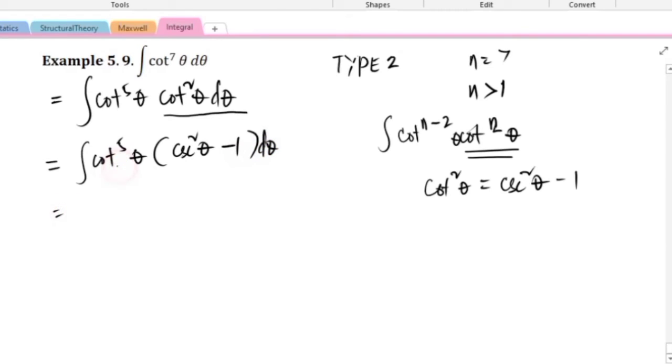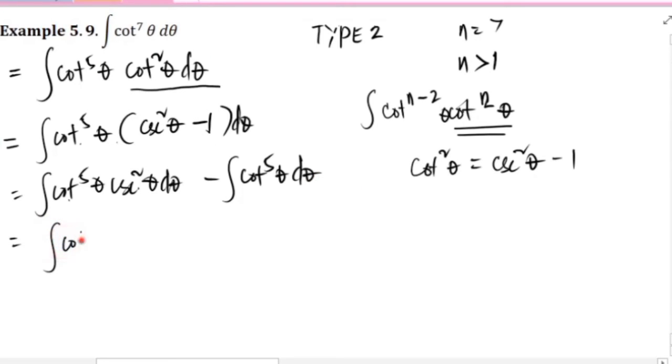And cotangent to the 5th times cosecant square, and that is cotangent to the 5th cosecant square theta d theta minus 1 times cotangent to the 5th. So, it's cotangent to the 5th theta d theta. So we would have the integral of cotangent to the 5th theta cosecant square theta d theta. We will multiply negative dito sa cosecant square para maging derivative niya na yung katabi niya. So negative, and this is negative.